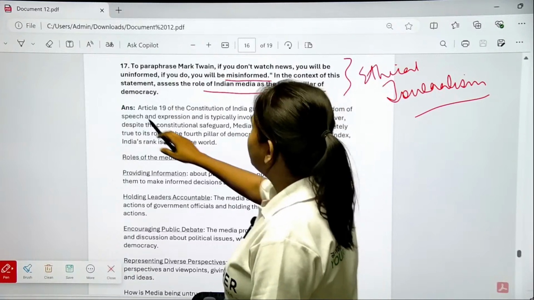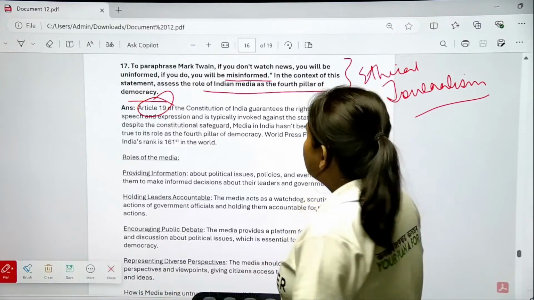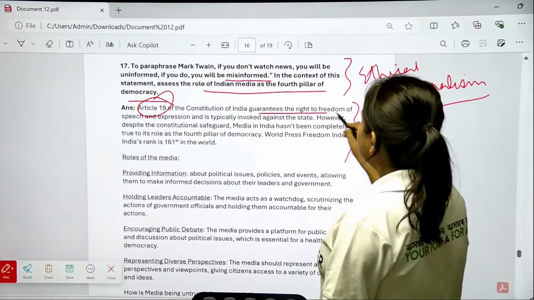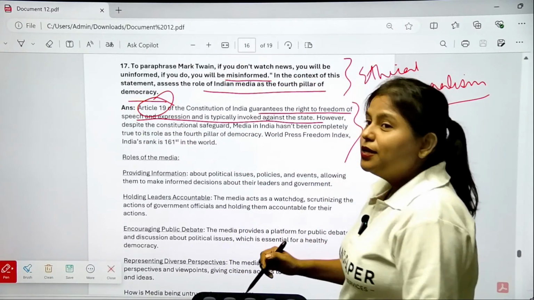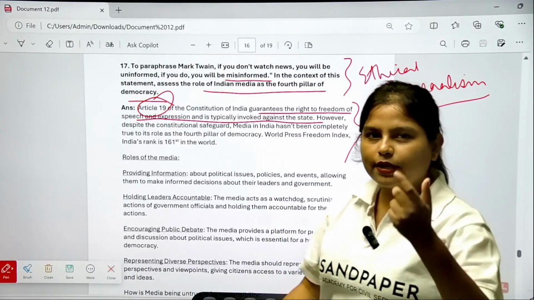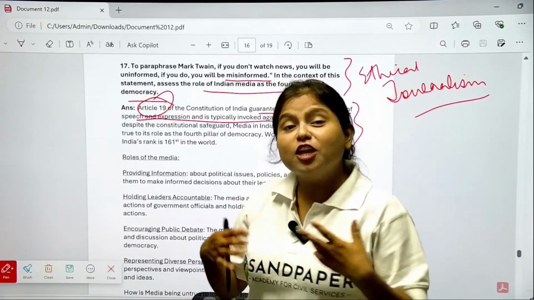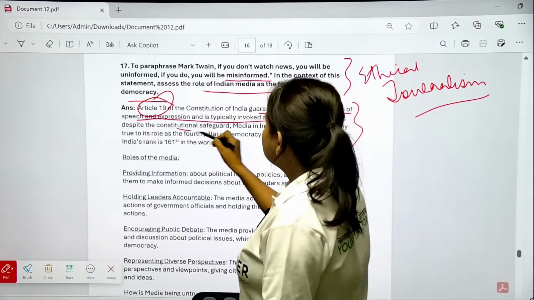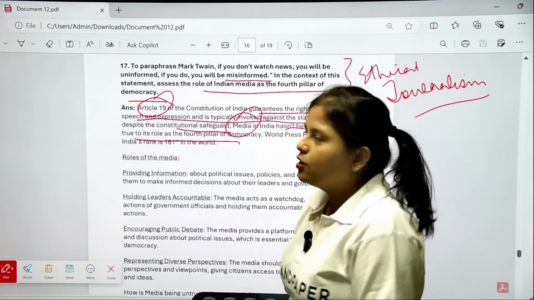the fourth pillar of democracy. So we have to talk about Article 19, freedom of speech and expression. So I began by saying Article 19 of the Constitution of India guarantees the right to freedom of speech and expression and is typically invoked against the state. Generally it is invoked against the state only. However, despite the constitutional safeguard, media in India hasn't been completely true to its role as the fourth pillar of democracy.